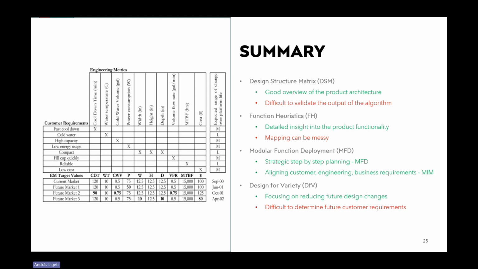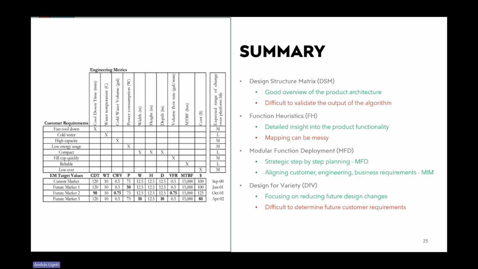The third one was the modular function deployment. As I mentioned, the modular function deployment includes all the steps that you have to take if you want to modularize your product. So it is good for strategic step-by-step planning. And the module identification matrix that you see here is good because you align the customer needs, the internal and external customer needs, and it also helps you to clarify the business requirements that your company has. And you cluster the components into modules based on these. So it's good for strategic planning.